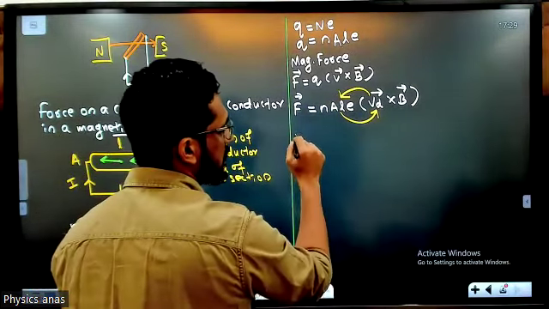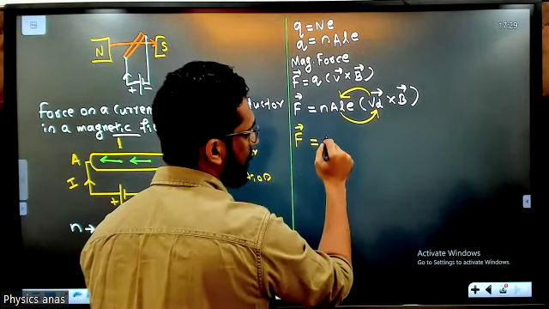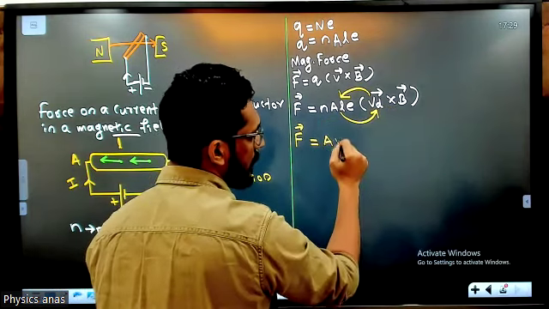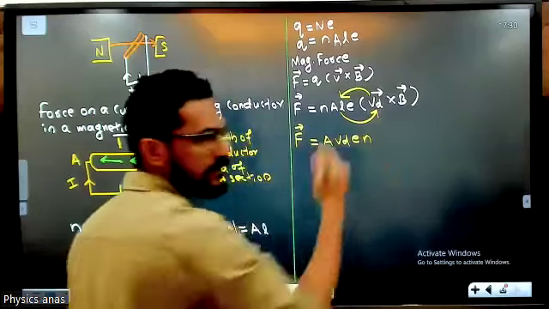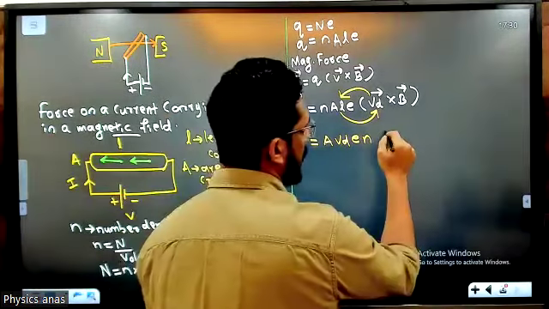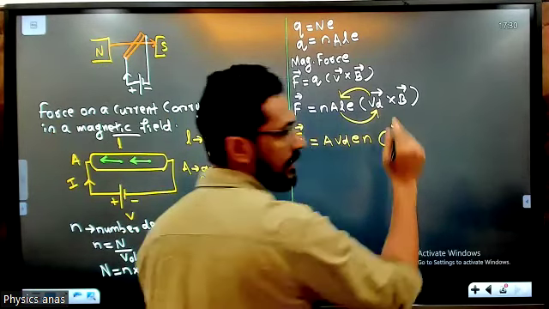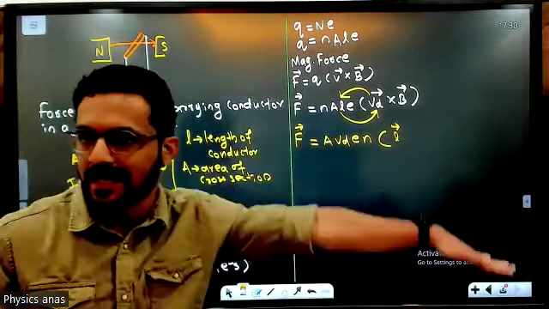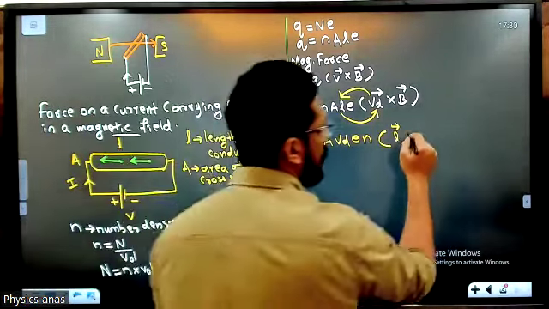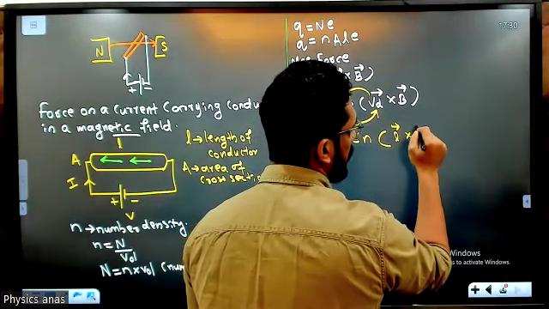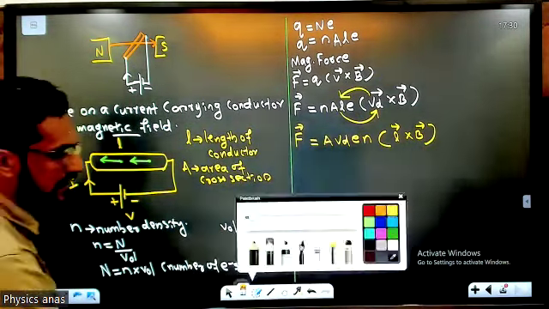If I am interchanging the terms, then what is this F? F is equal to n, A, V_d, e, and inside the bracket there is L, but L is now vector L because it is inside the bracket of the cross product. So it will be vector L cross B. Now we have this term. What is this term?